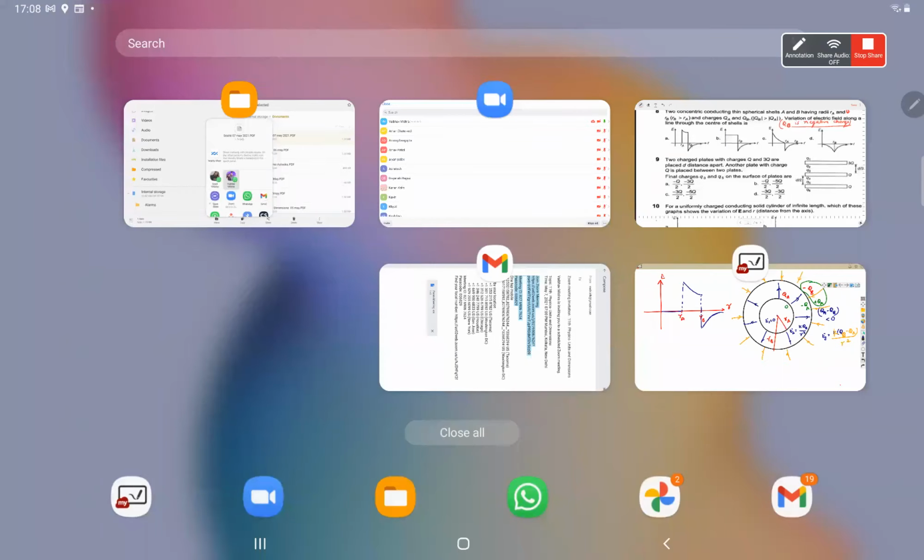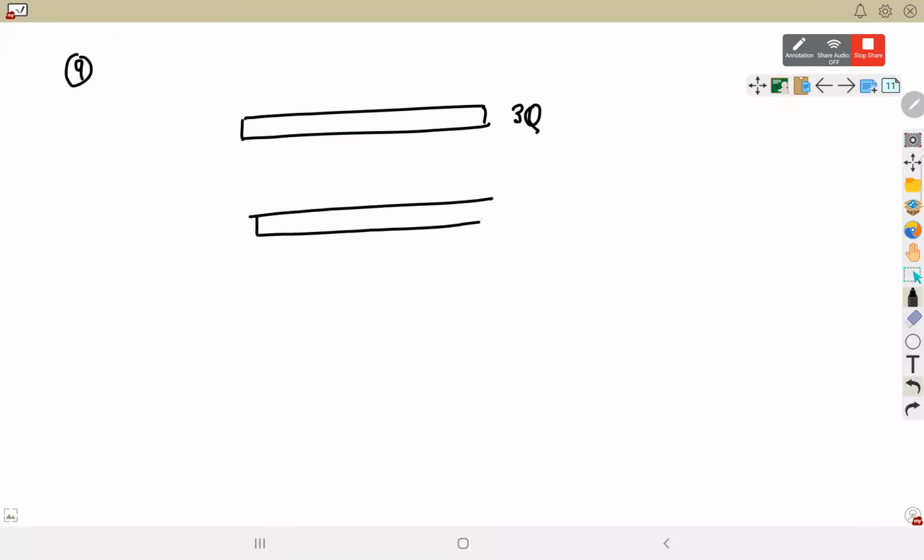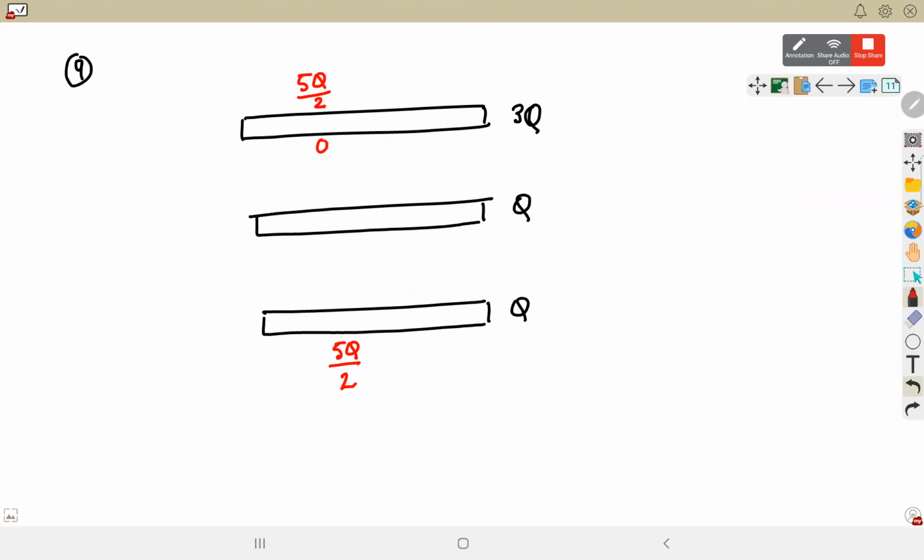Half of the total charges on question number 9. First plate has a charge 3Q. There is a plate in between which has a charge Q, and the lower plate also has a charge Q. These charges are redistributed in the plate. Total becomes 5Q, so 5Q by 2 on the outermost surface. Out of 3Q, 5Q by 2 comes on the upper surface. Then by using the charge conservation, Q by 2 should be here.